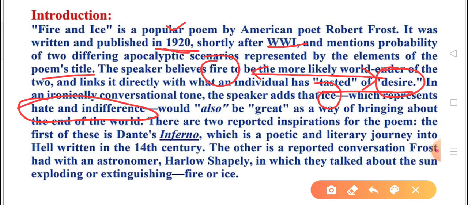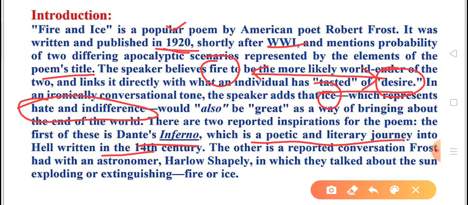There are two reported inspirations for the poem. The poem actually was inspired by two different things. What are the two different things which forced the poet to write this poem? The first is Dante's Inferno. Inferno is the name of a great work written by Dante, who was the greatest philosopher of his time. And in Inferno, Dante makes a mention of hell, where the chief wrongdoers and criminals are thrown into a lake of ice. So he got an idea of ice as a destructive agent, which is a very poetic and literary journey into hell. And Inferno was written in the 14th century.